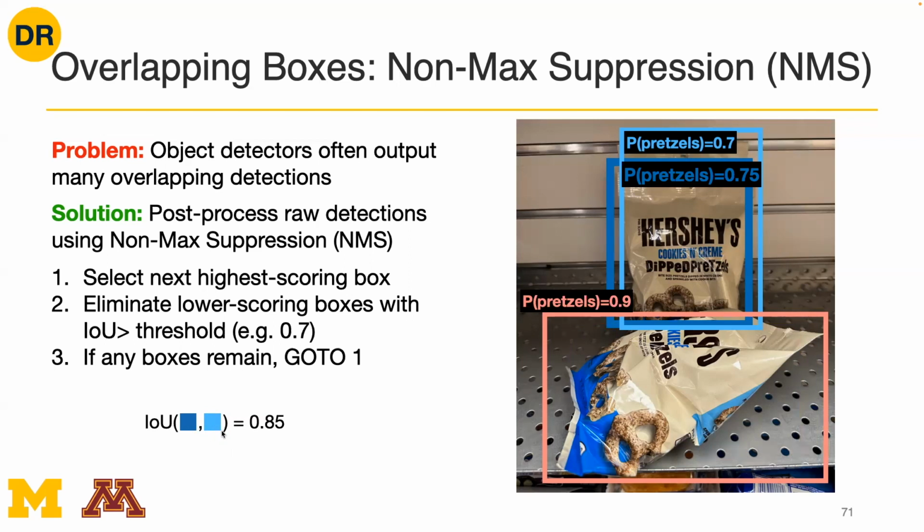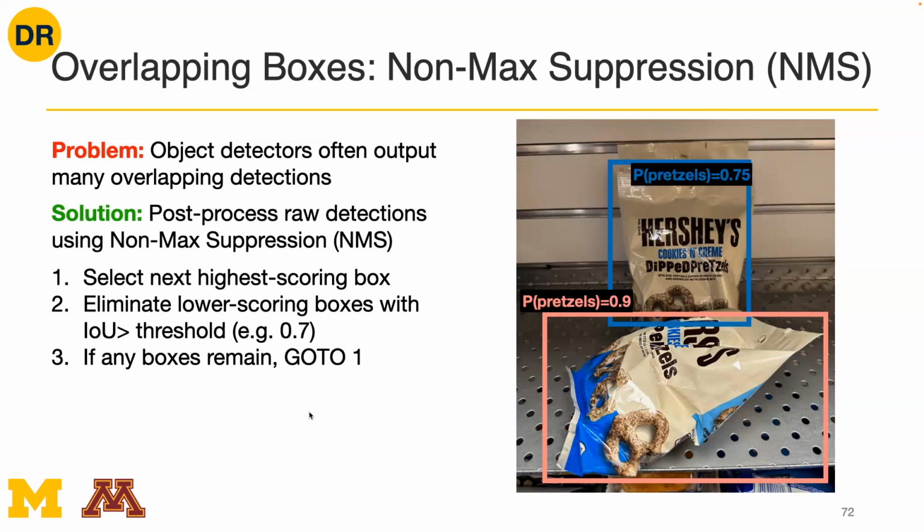And the IOU for those 2 blue bounding boxes, let's say, is very high, 0.85. So once again, that's above our threshold of 0.7. So we'll decide to eliminate that lower scoring bounding box once again. And at that point, we've gone through all of our bounding boxes for this image, all of our detections. We've performed non-maximum suppression. And now you can see we've reduced the number of detections down to just 2 correct detections. So those are the steps for implementing non-maximum suppression, which on project 3 we'll get a chance to do.